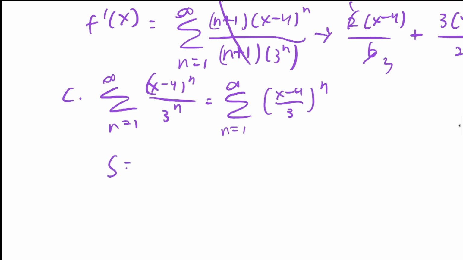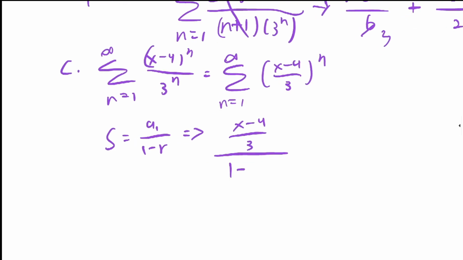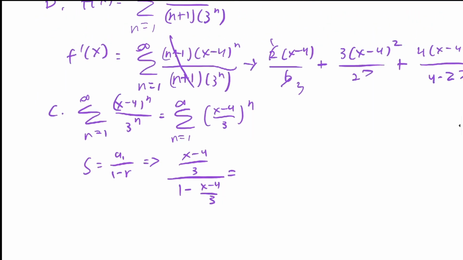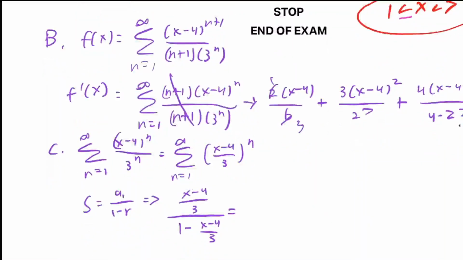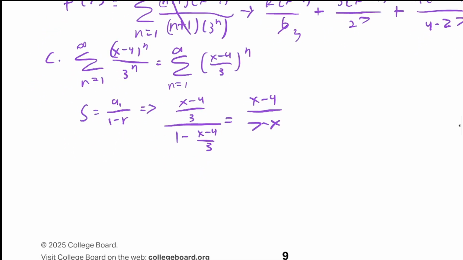So the sum, remember, is equal to a1 over 1 minus r. In this case, we have a1, which is just (x minus 4) over 3, that's the first term in the sequence, over 1 minus (x minus 4) over 3. And this indeed will simplify to (x minus 4) over (7 minus x). Okay? And you can do that on your own mathematically.